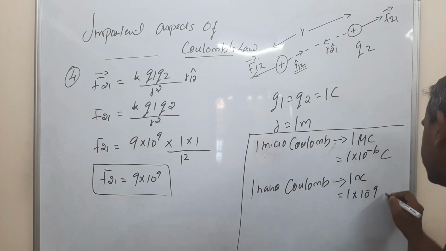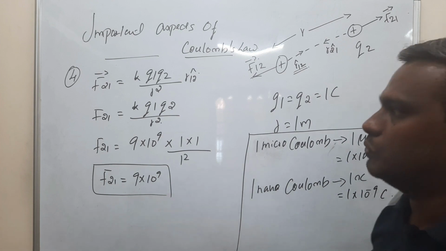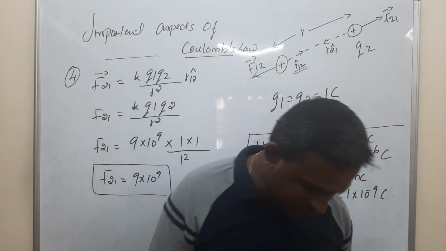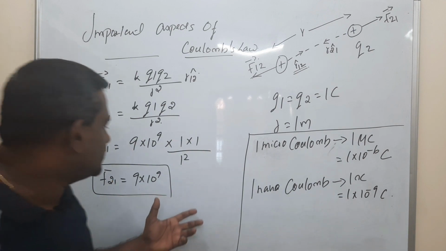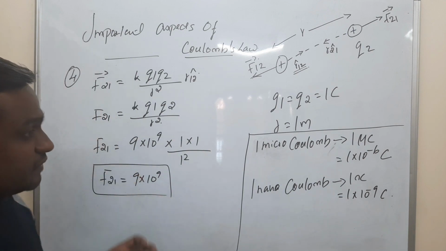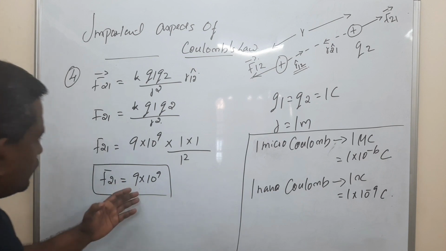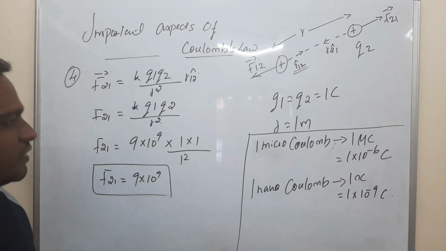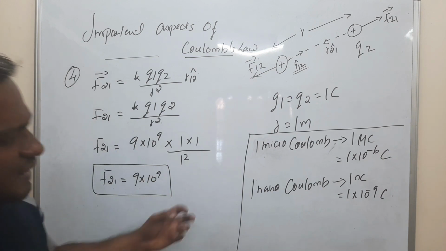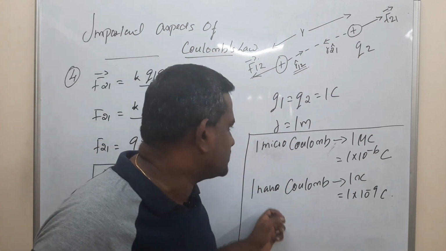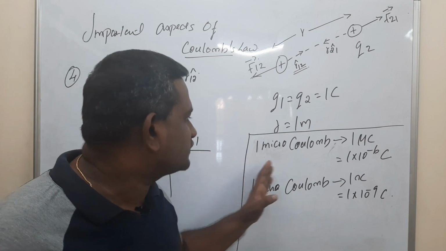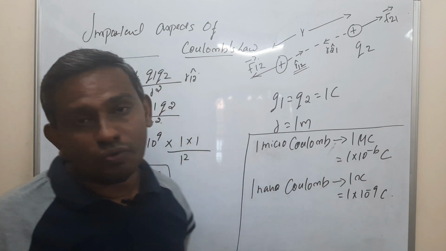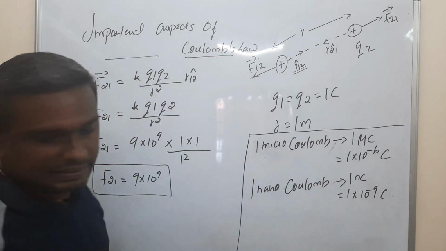10 to the power minus 9 coulomb. So if we consider two charges of 1 coulomb each, the force in between the charges is a very large force. In real, day-to-day life the charges we use will not even be 1 coulomb. The charges we use will be at the micro coulomb and nano coulomb level.